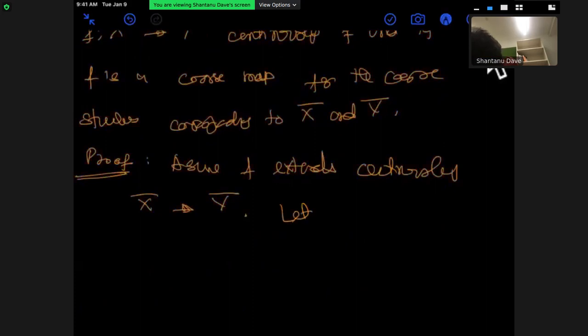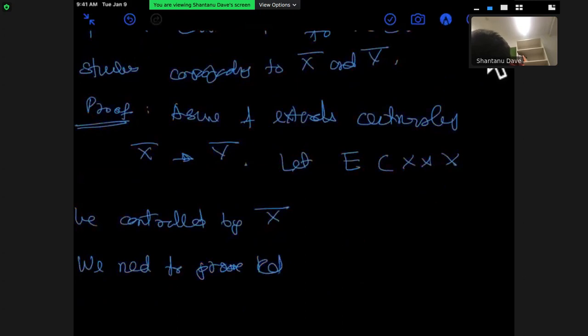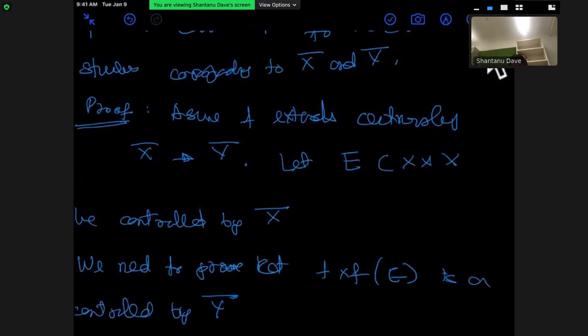So let E in X plus X be controlled by X bar. What does that mean? We will see this again. And our claim would be that we need to prove that F cross F of E is controlled by the other compactification, right? So this will prove one way of our statement if we show that.